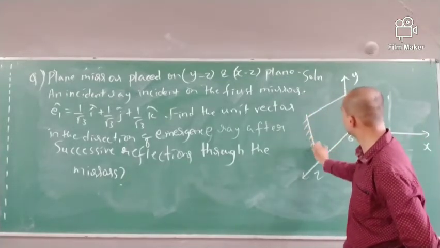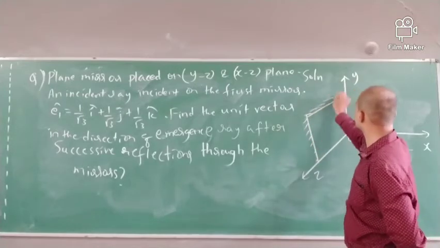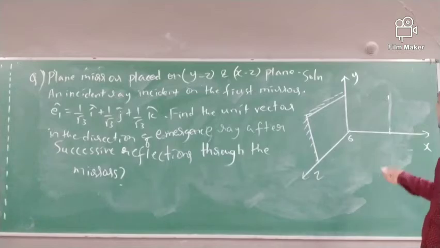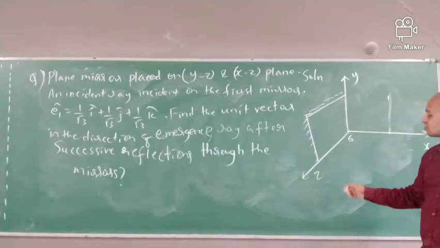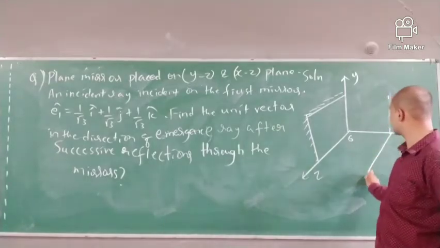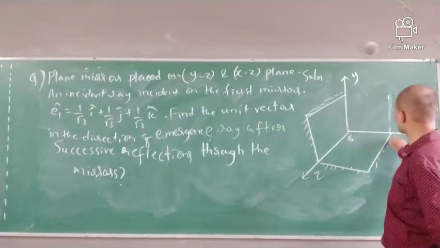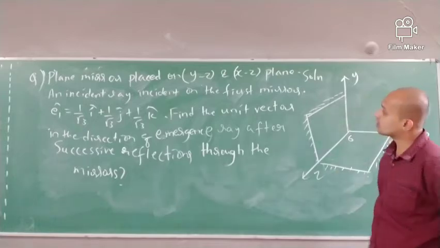This is one YZ plane. Then there is another mirror. What is that? XZ plane. This is X, this is Z. So obviously there is one XZ plane. There is another plane. Now think, what is the question?